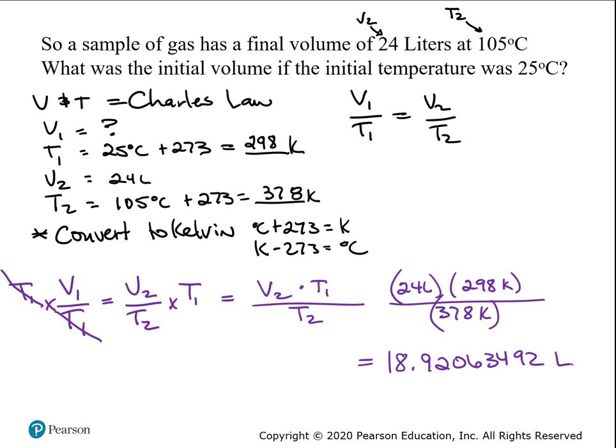18.92063492 liters. And when you go to do this rounding, you've got to go back to the measured numbers. So 24 liters, how many significant figures? 2. 105, 3. And then 25. So that means I've got to round to 2 significant figures. The 1 and the 8, those are the first 2 significant figures from the left. Next number is a 9. So what'll that do? It's going to round it to 19. So just 2 significant figures in my answer, 19 liters.